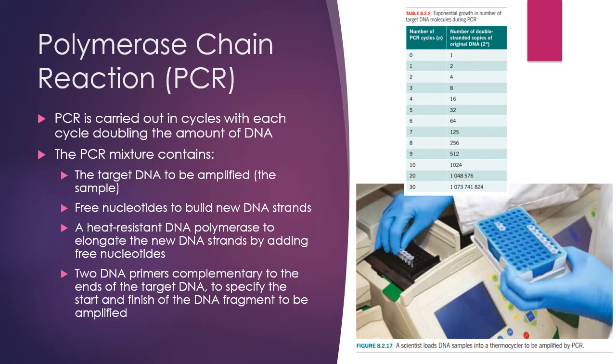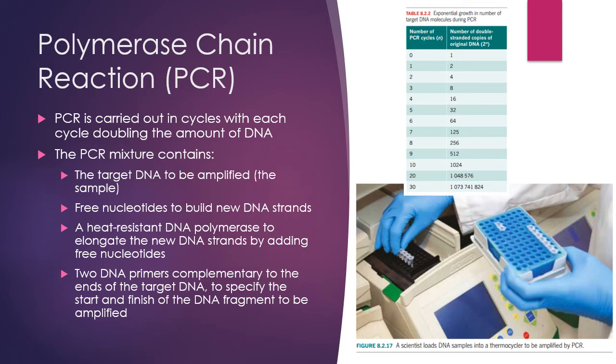They add free nucleotides, so the A's, T's, C's, and G's, to build new strands. They add DNA polymerase, and then they add 2 DNA primers, which are complementary to the ends of the target DNA. So they're kind of like little markers to specify the start and end of the DNA fragment. Don't worry too much about that, because remember, you just need to know the purpose of PCR.